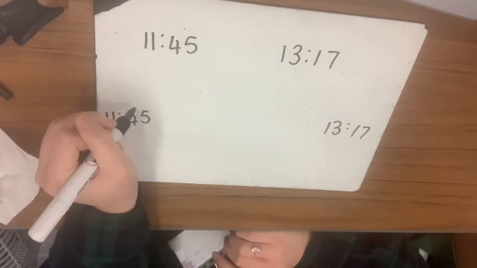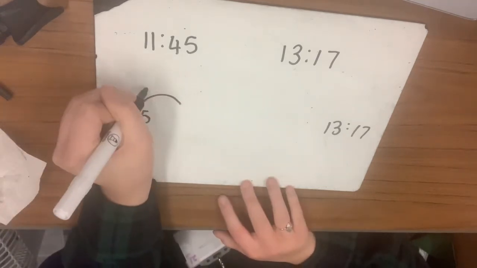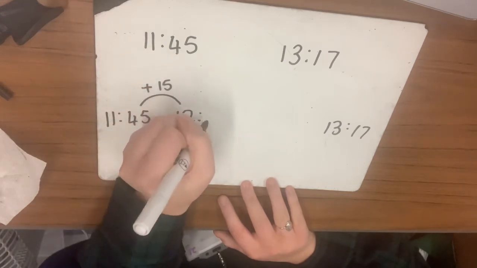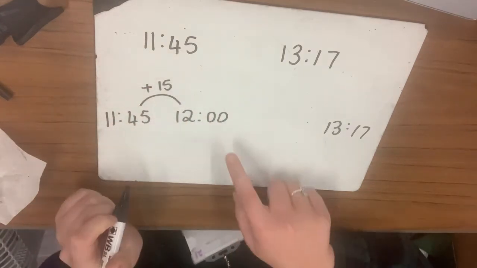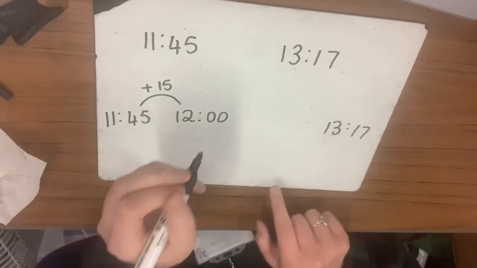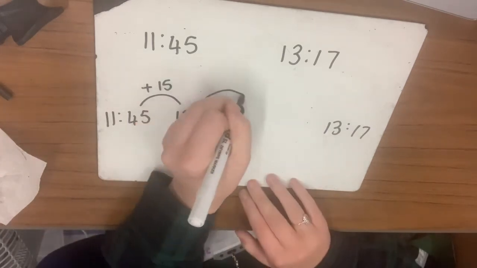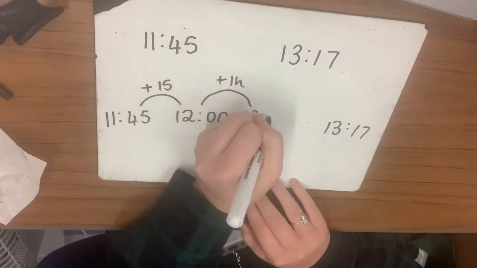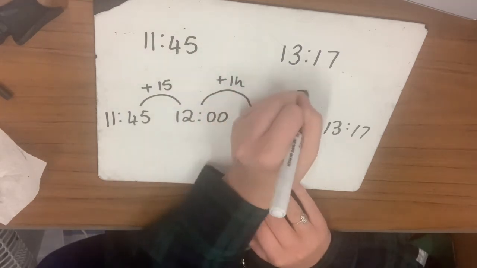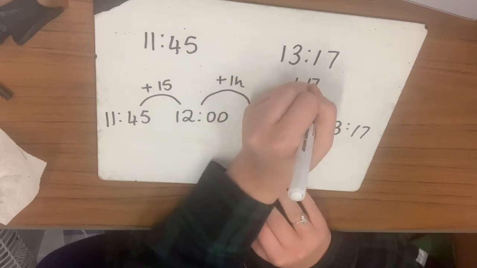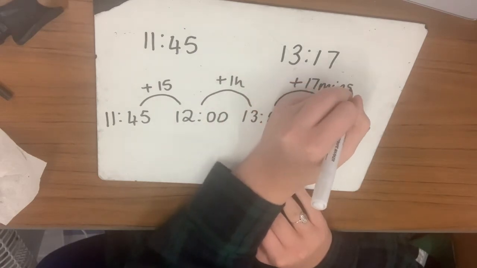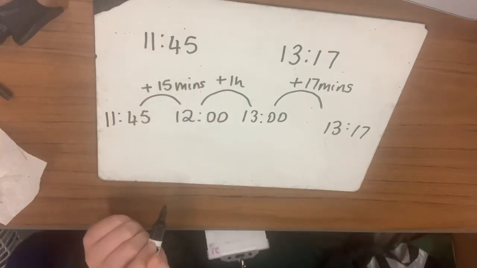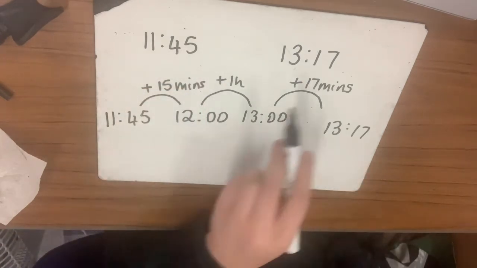So again, I'm going to go up to the next hour. So I would add on 15 minutes to bring me to 12. And now I need to get up to 1. So I know that I'd need to add on 1 more hour to bring me to 1 o'clock. And then I would need to add on 17 minutes to get to 17 minutes past 1. So let's add all these together to find our total.